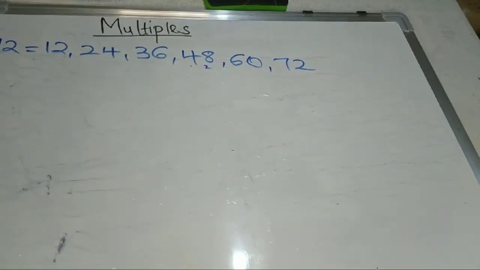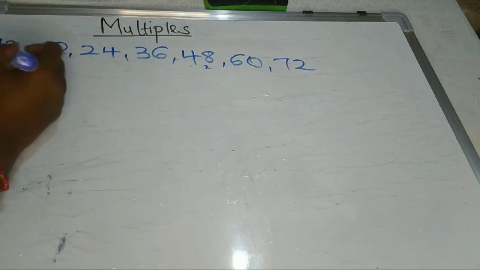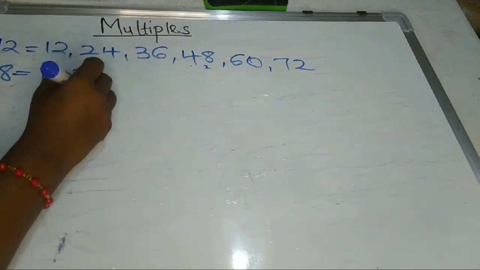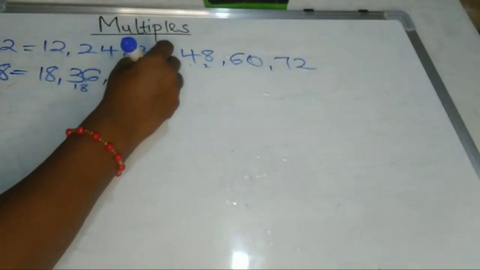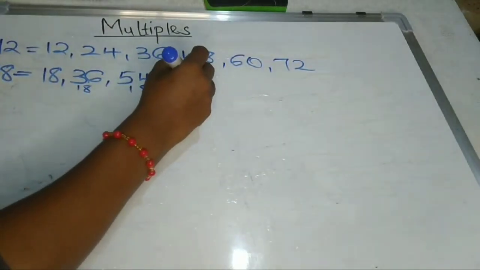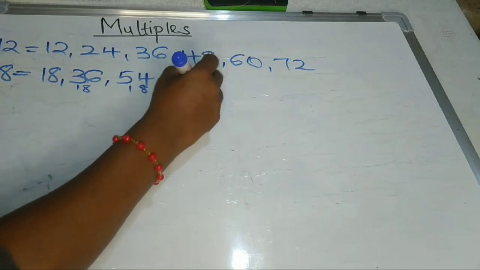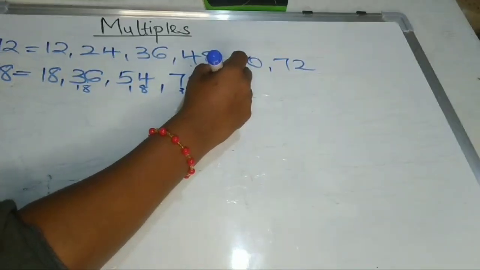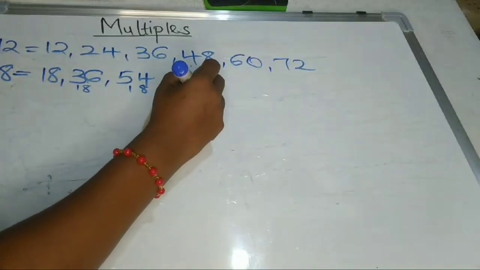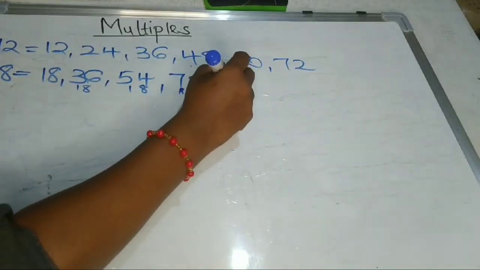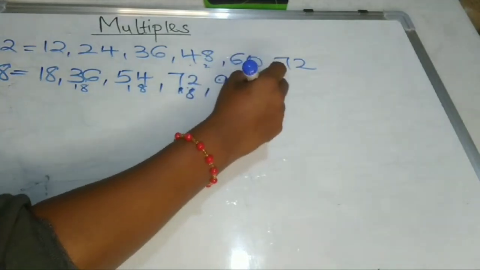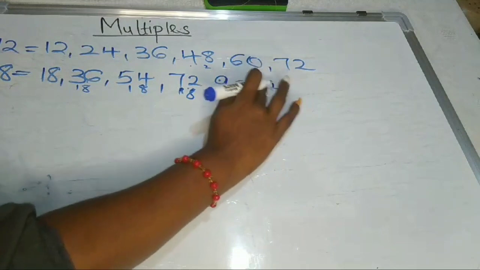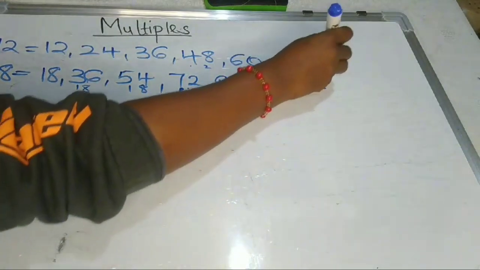Then the multiples of 18 are 18, 36, 54, 72, 72 plus 18, 90, and so on and so forth. So they are endless.